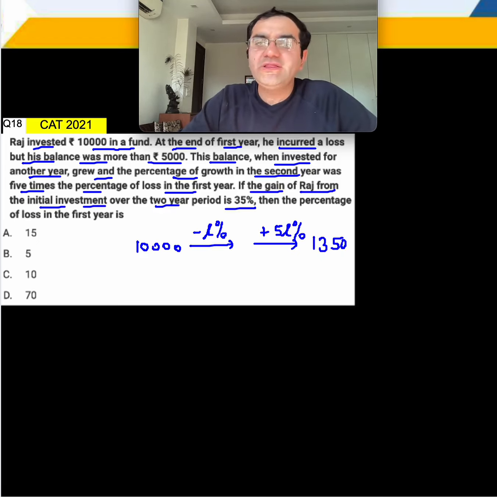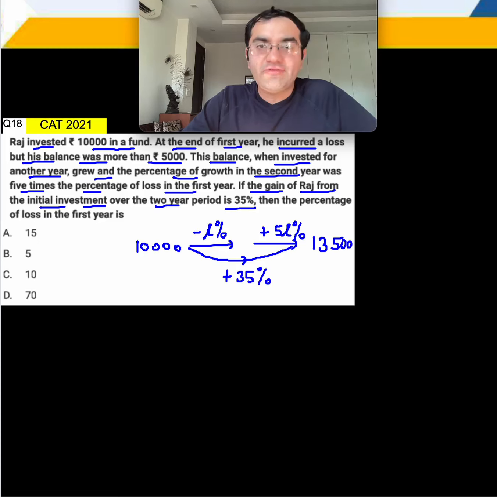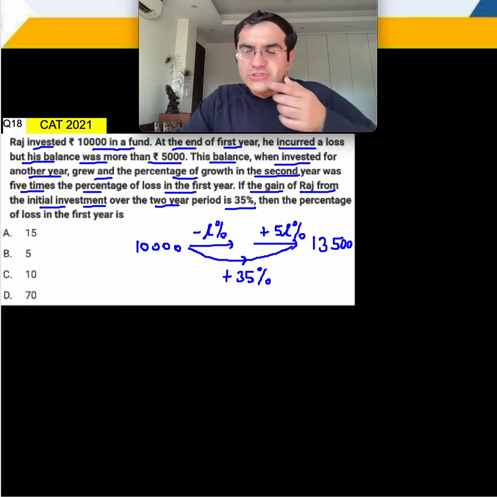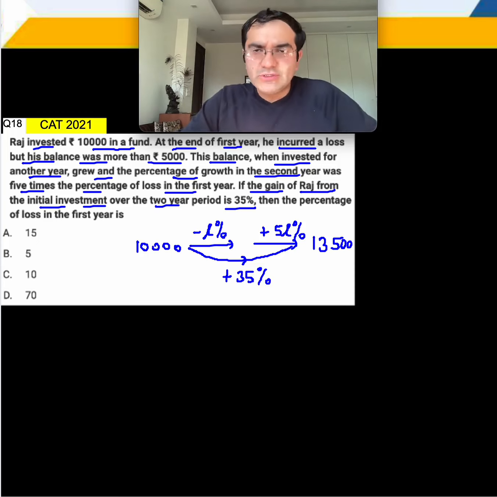35% means 13500 हो जाएगा. Overall 35% is the gain. So you can directly use successive percentage change का formula, and if you use that formula, you'll get a quadratic and you'll solve it. A faster approach is going to be to use the options, and the easiest option to try right now is 10. If 10 does not work out, I'll try something else.